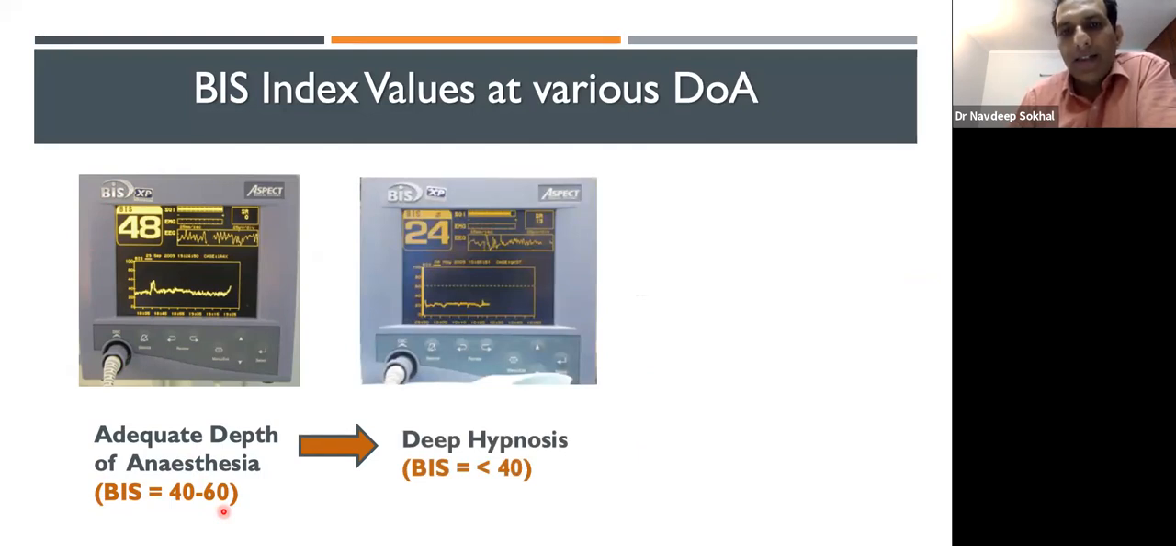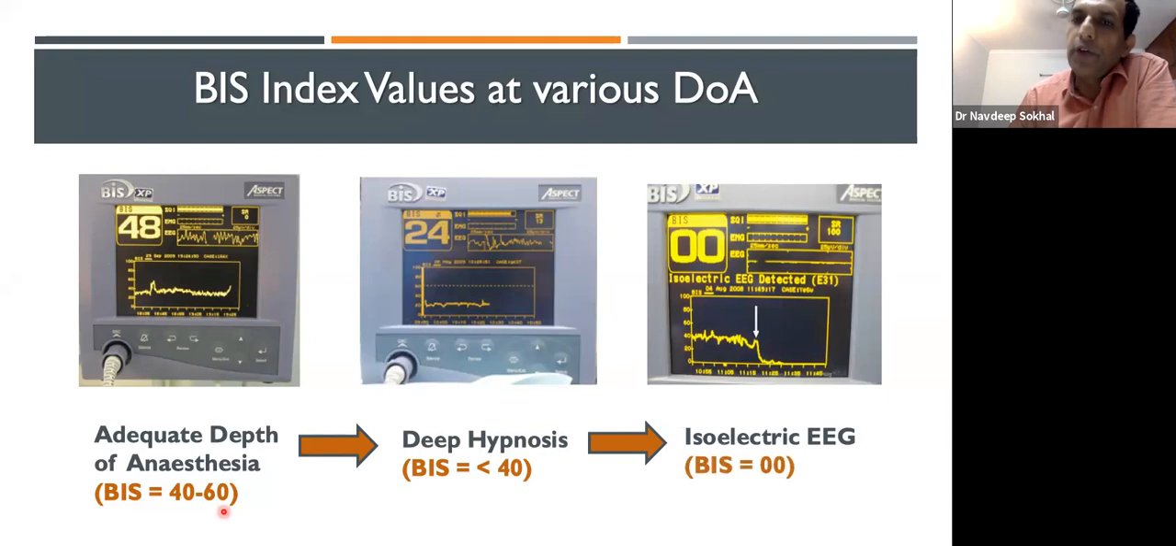This is called deep hypnosis, where the patient has BIS less than 40, that is, the depth of anesthesia is more than required. We are overdosing the patient. And then, in the third picture, if you further increase the depth of anesthesia, you will see that BIS is zero. That means from here onwards, there is an isoelectric line, so there is no brain activity at all. So this is how you can monitor depth of anesthesia.